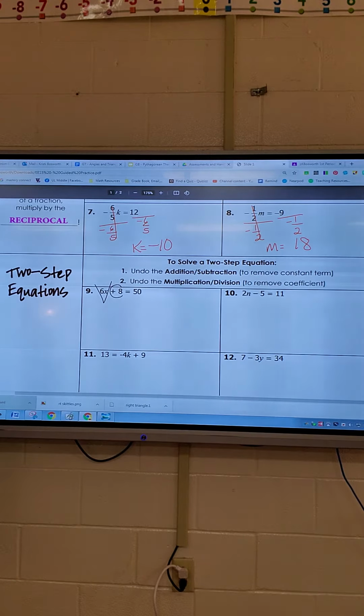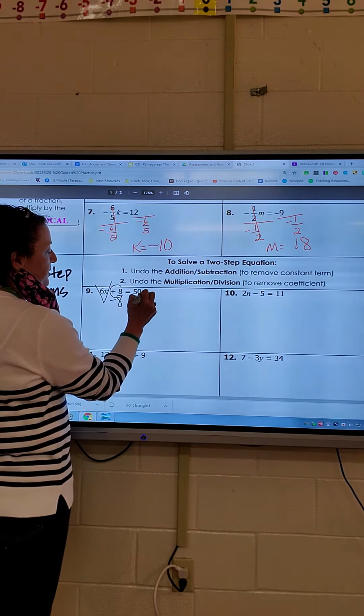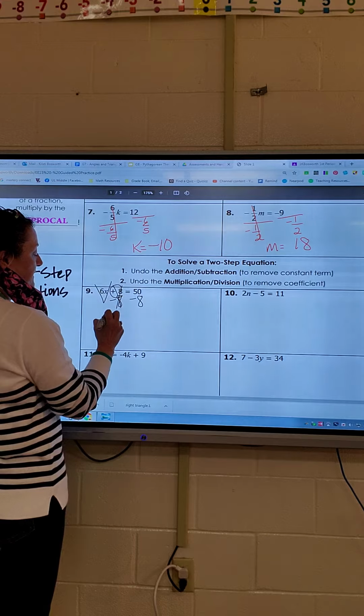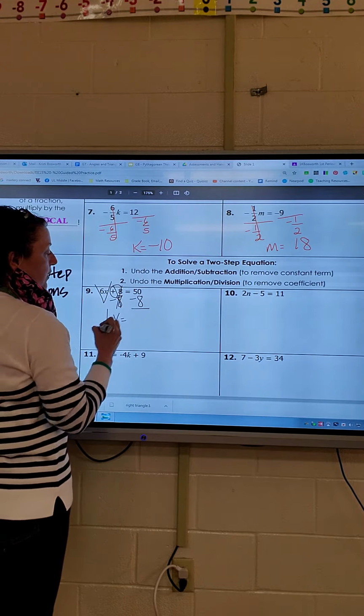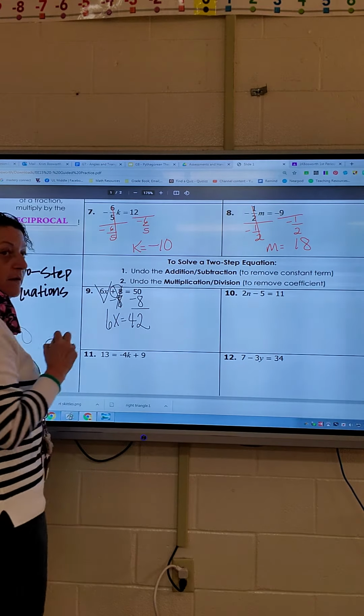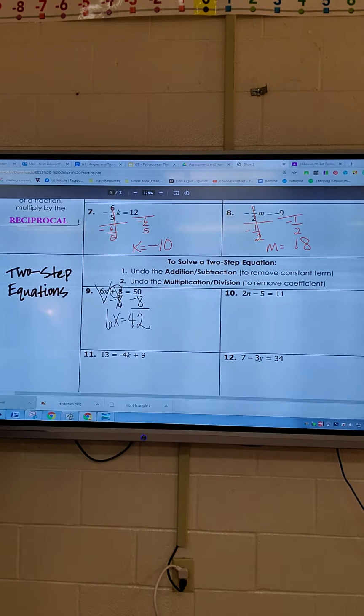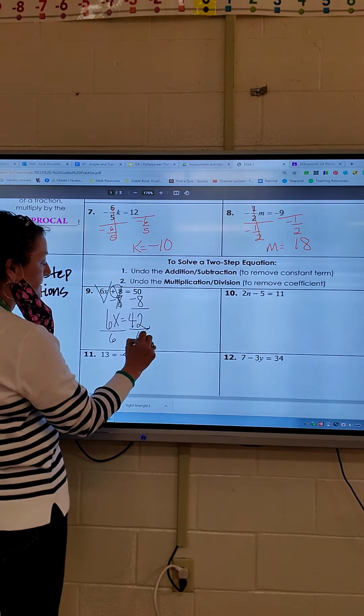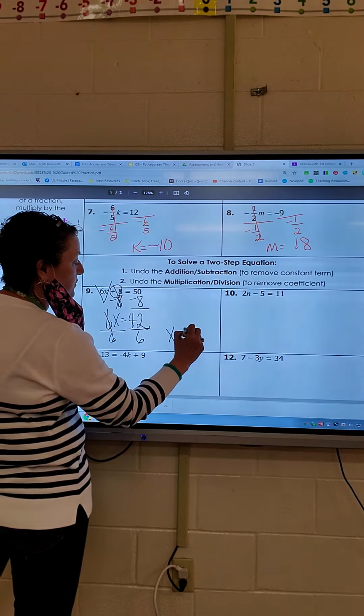We're going alphabetically, right? So I start with C. I have a plus 8. What is the inverse of plus 8? Minus 8. So I'm going to minus 8 from both sides. Bring this down, and that's 6x equals 50 minus 8 is 42. Now I have a 1-step equation, don't I? So now I'm going to divide both sides by 6, and x equals 7.